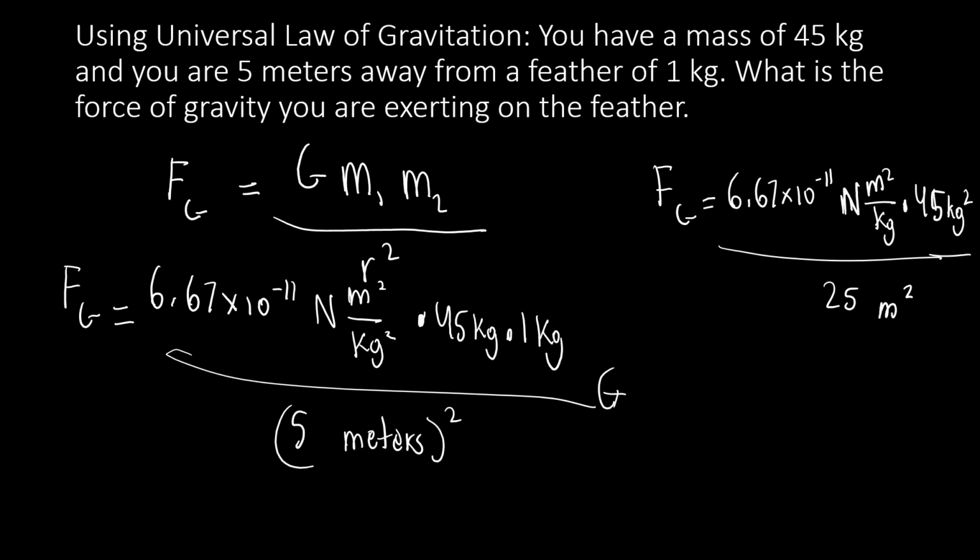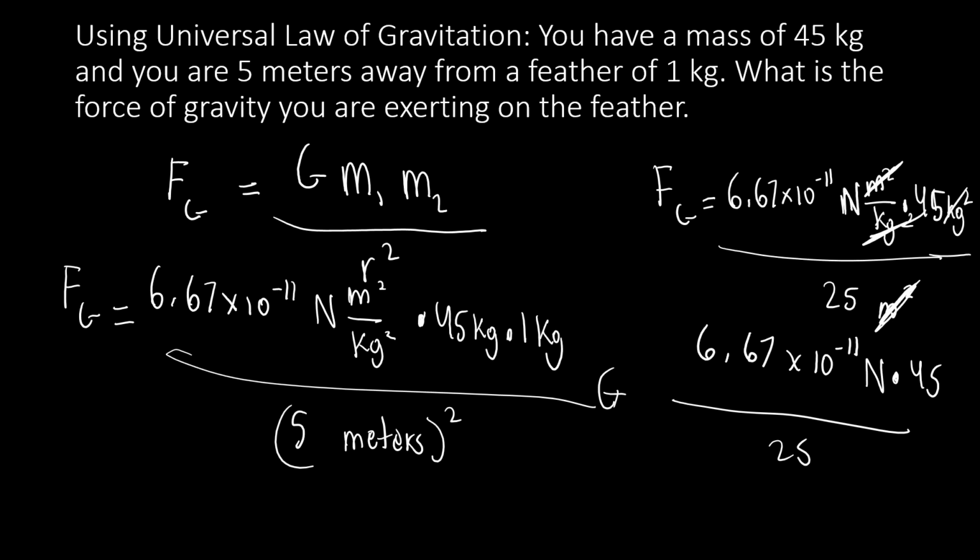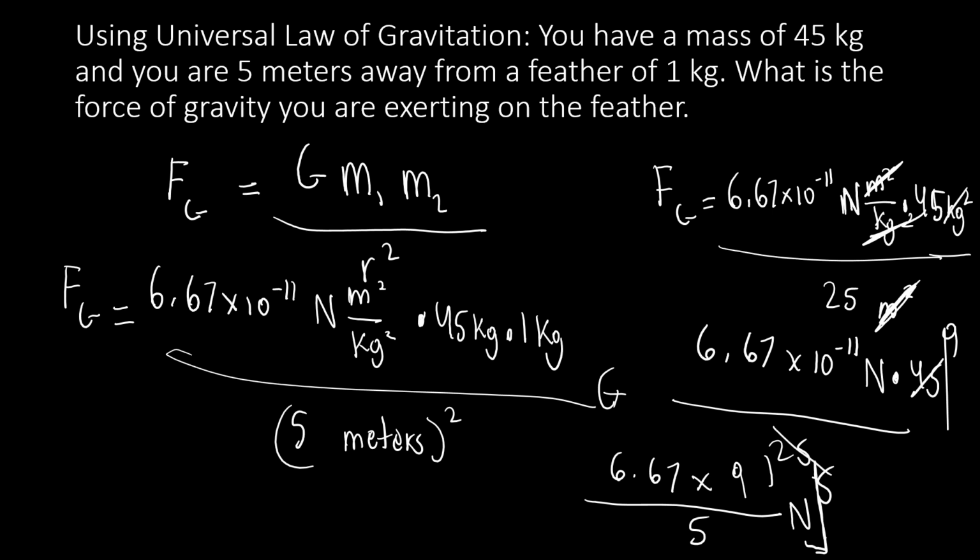So now let's find out the units. The kg squared here cancels out with the kg squared over there, and this meter squared cancels out with this meter squared. So you're left with 6.67 times 10 to the power of negative 11 newtons times 45 over 25, and we can write this as 6.67 times 9 over 5 newtons. And this makes sense because newtons is the measure of force, and force of gravity is a force.